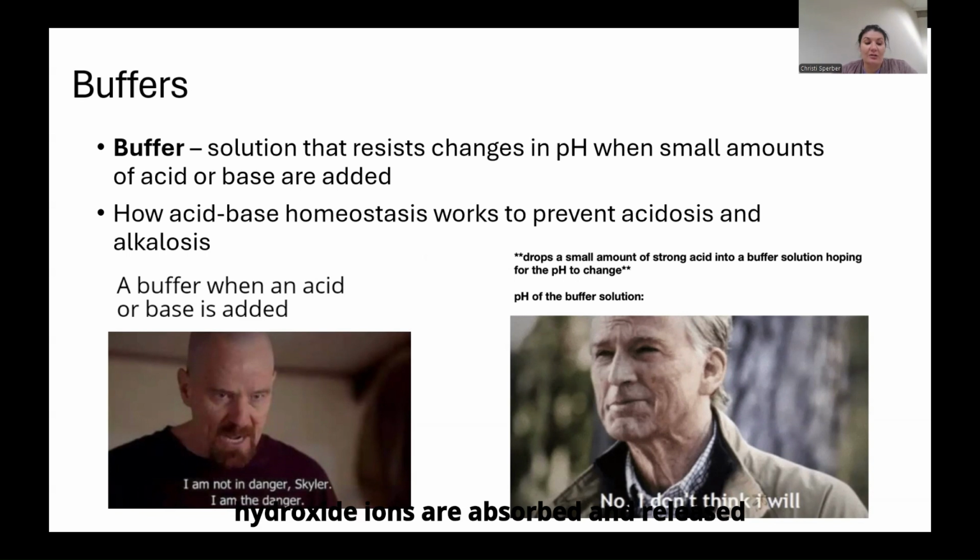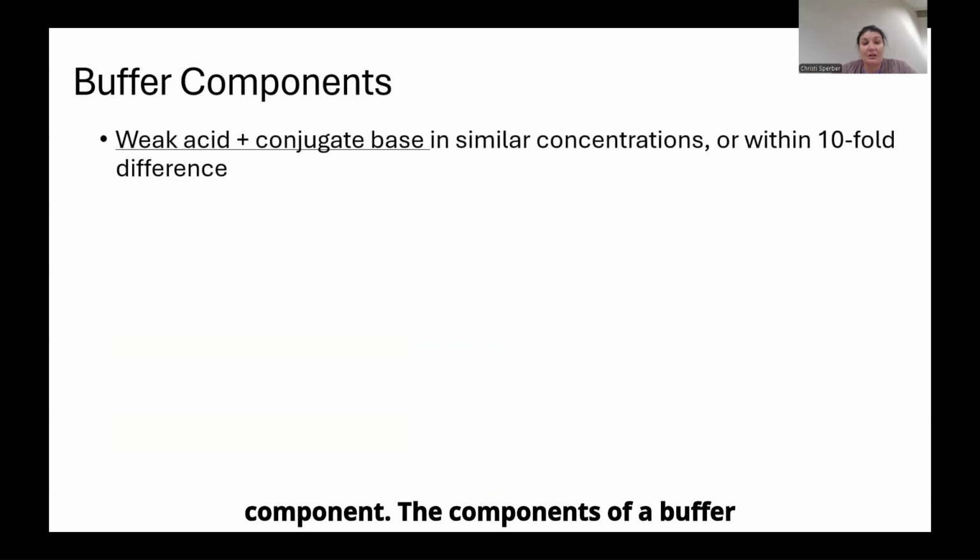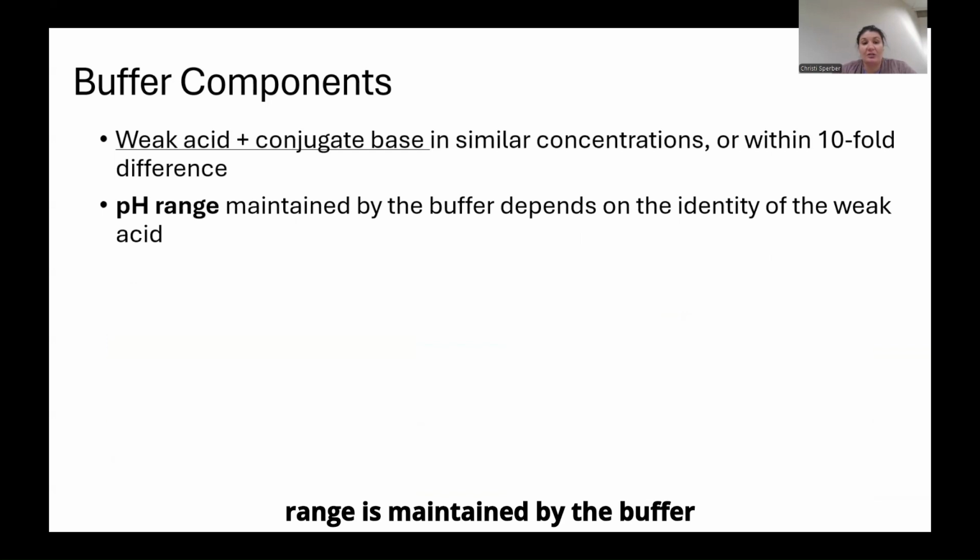Yet hydronium and hydroxide ions are absorbed and released continually into our bloodstream from the foods we eat and produced from cells during normal metabolism. So how then is it possible to prevent fluctuations in blood plasma? Blood, as well as other aqueous systems in nature, contain buffers. The components of a buffer system are a weak acid and its conjugate base, in similar concentrations or within a tenfold difference. The pH range maintained by the buffer depends on the identity of the weak acid that's in the buffer.